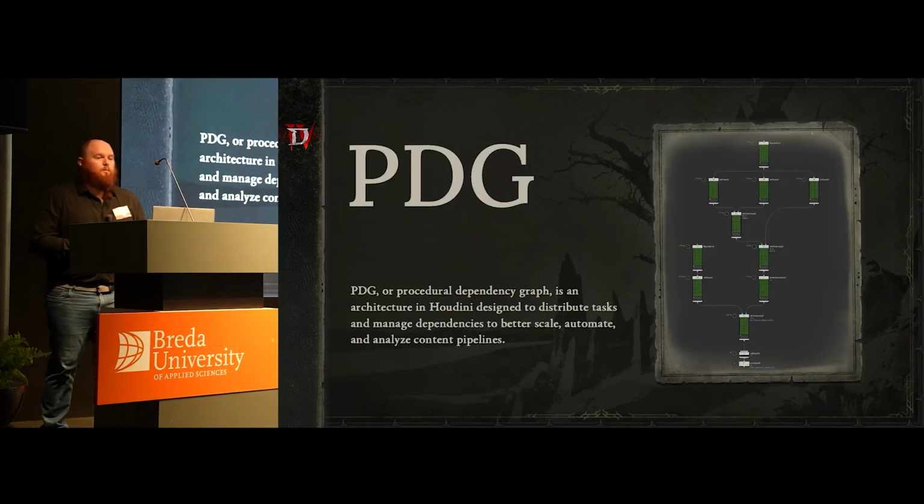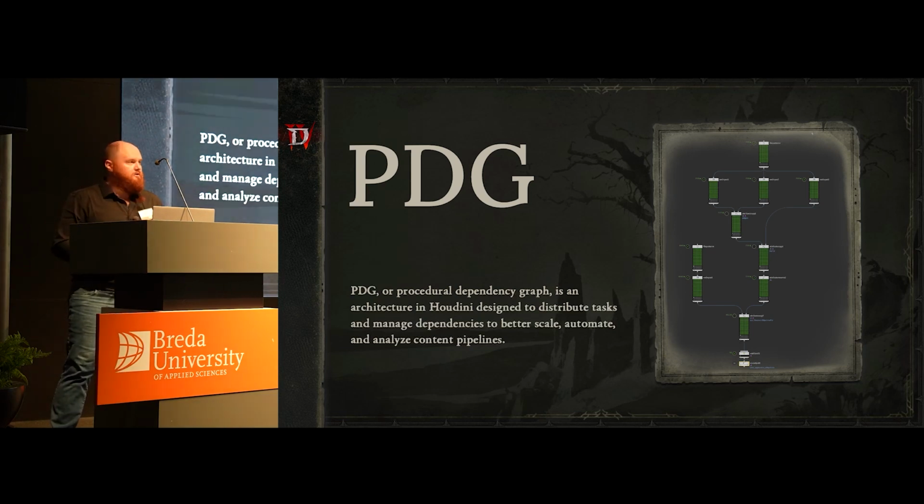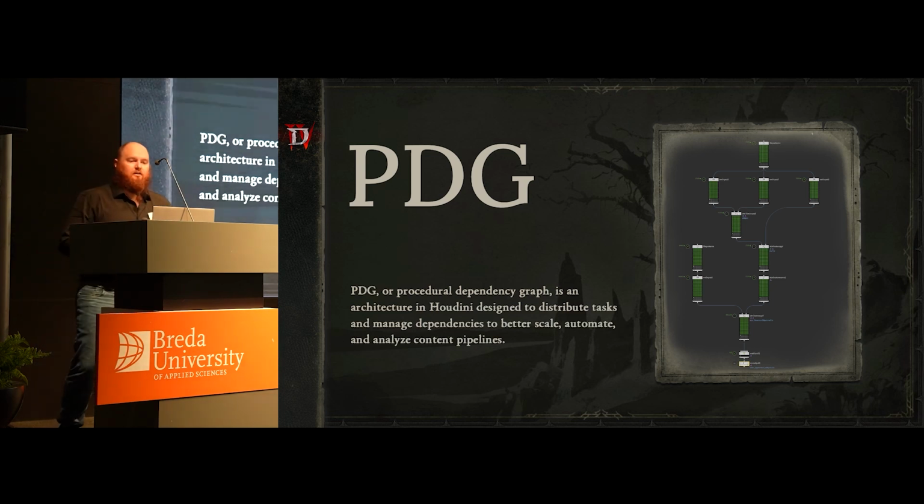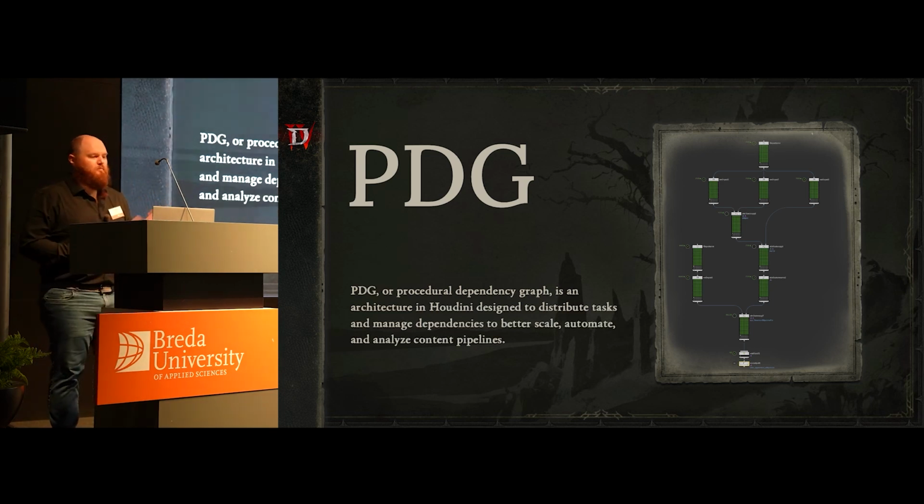So PDG, or Procedural Dependency Graph, is an architecture in Houdini designed to distribute tasks and manage dependencies to better scale, automate, and analyze content pipelines. That is pulled from the Houdini website, by the way, not my words.